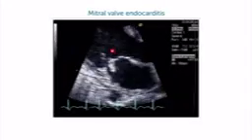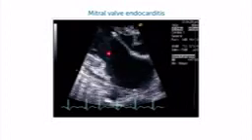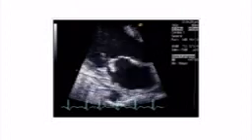Here is another example, this time on the mitral valve. You see, transthoracic echo is a good way of detecting endocarditis in many, many patients.